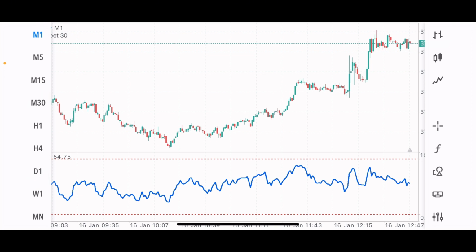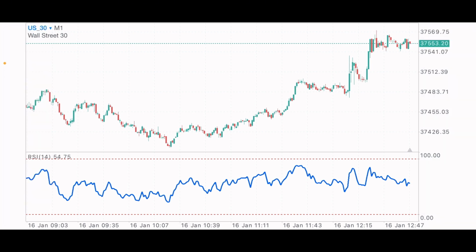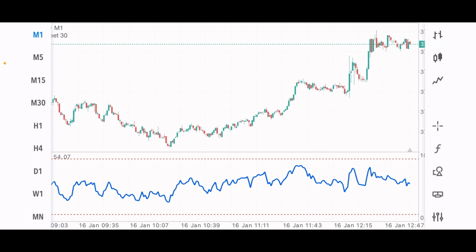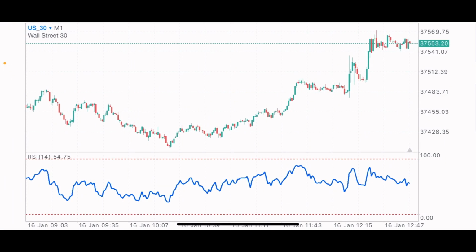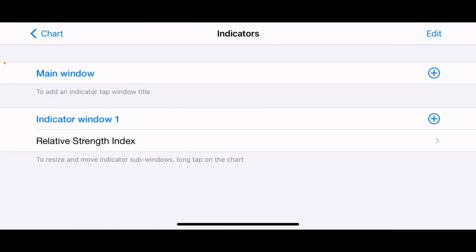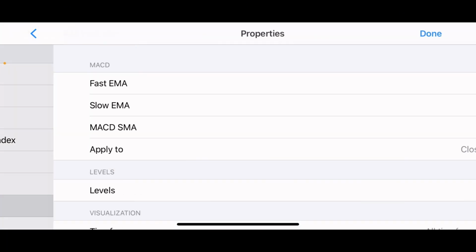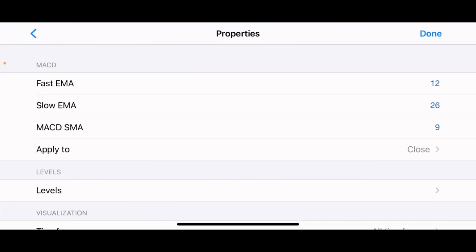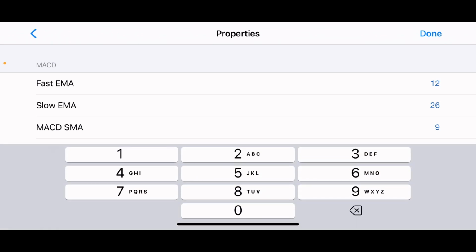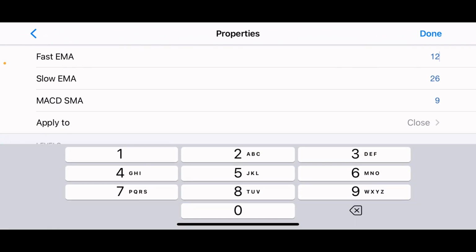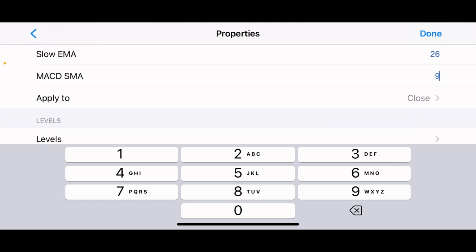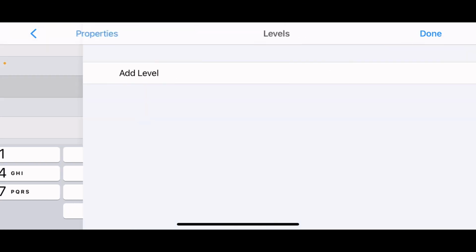Then what we'll do is put in another indicator. We can use the moving average oscillator, but we're going to use the MACD, which is more accurate for this strategy, which I'm going to show you guys. So we're using the MACD indicator. The fast EMA, we're going to put it on 12, slow EMA 26, and the MACD SMA is going to be on 9, while you apply to close.